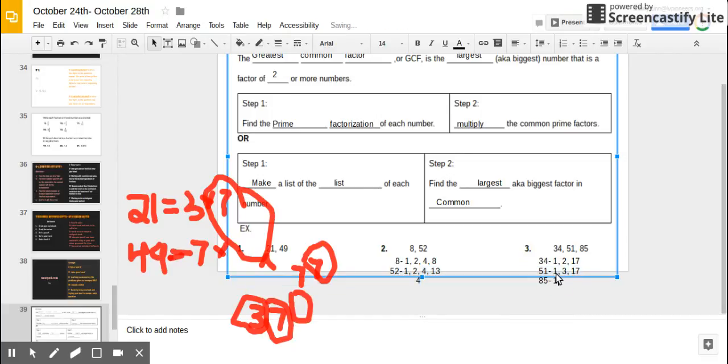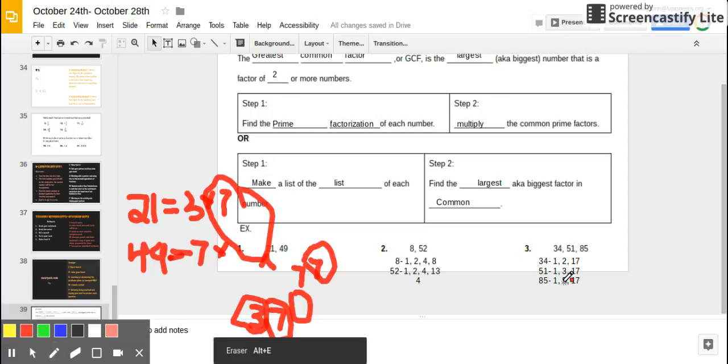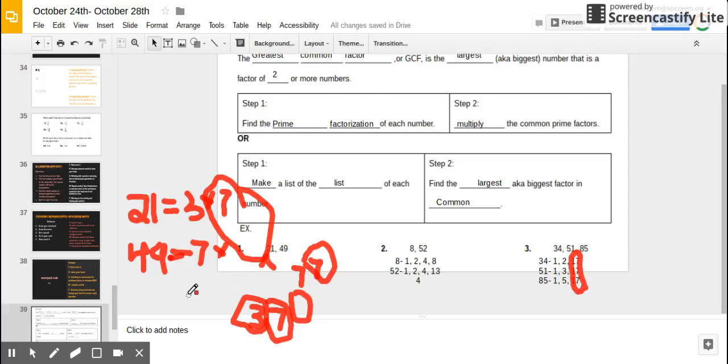Okay, so the factors of 85, 1, it's not even, so 2 will not, 3, no, 5 will. And then, let's see, 17. So if you've already noticed the trend, 17 goes into all 3 of these numbers. And then 1 is also in common. The 2, 3, and 5 are not in common. 17s, and that's as big as you can go. So the greatest common factor between 34, 51, and 85 is 17. And that's it.